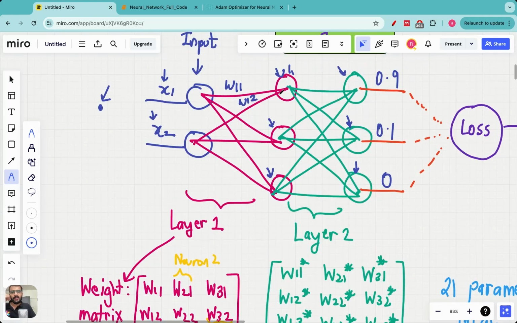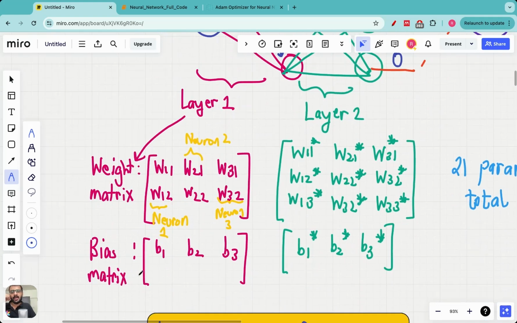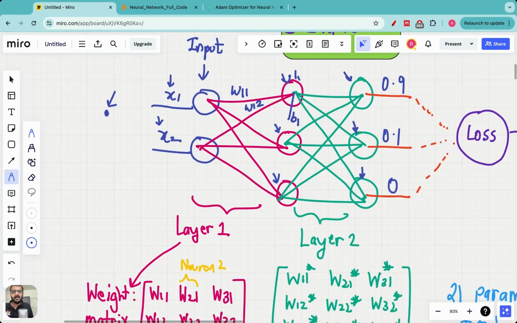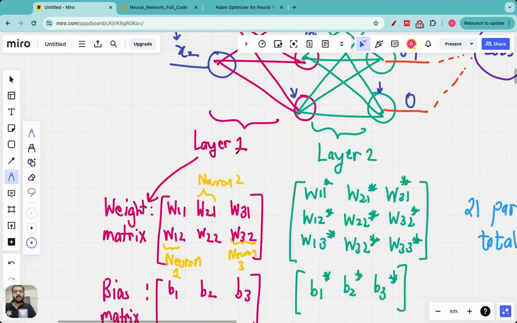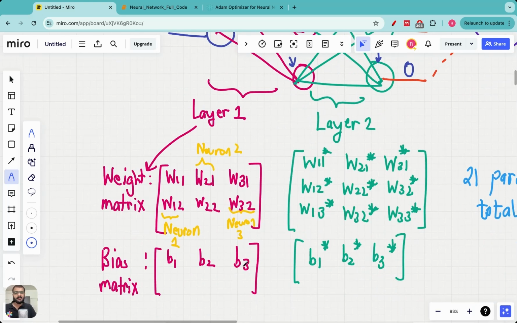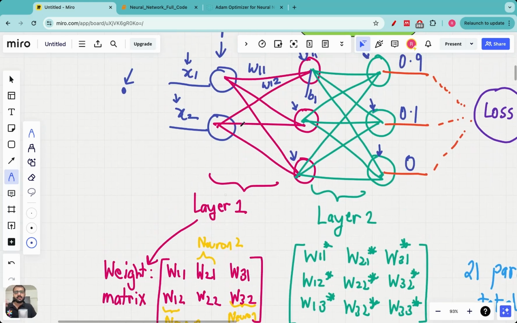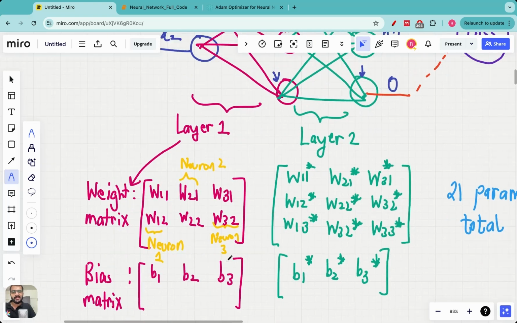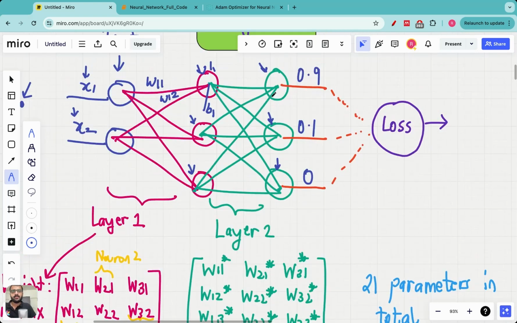Remember that every neuron also has a bias associated with it. So this neuron, along with weights, has one more parameter which it takes in, and it's called bias. I'm representing it by B1. Similarly, the second neuron also has a bias term associated with it, and the third neuron also has a bias term, that is B3. So if you consider just the first layer, there are 6 weights and 3 biases. Now let's move to the second layer.